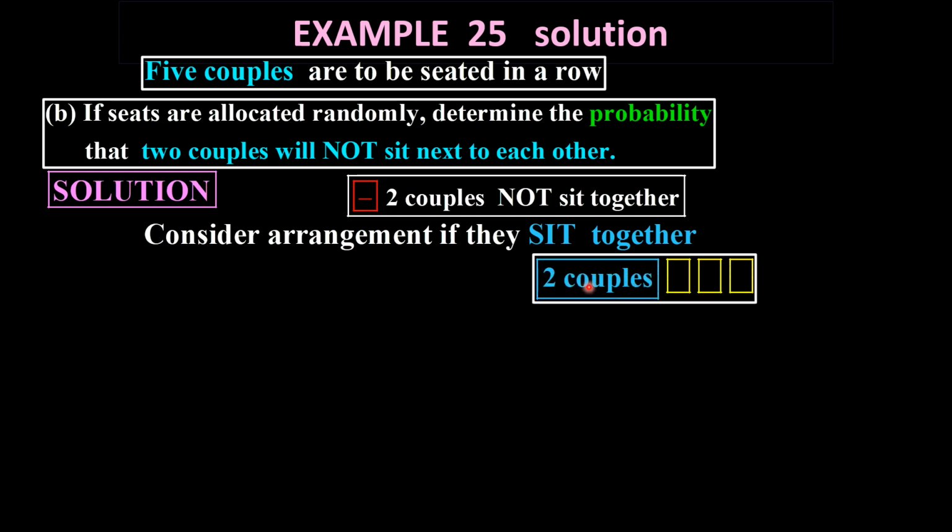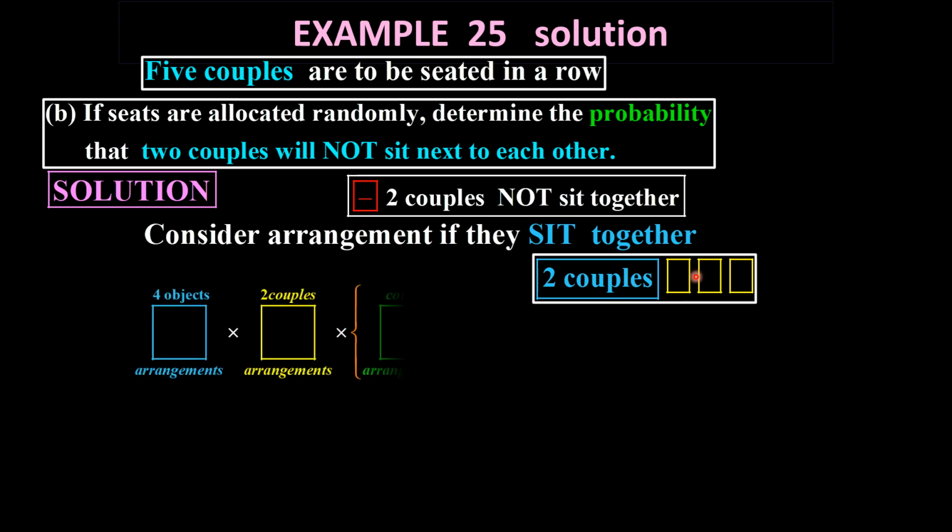So there's the 2 couples. How many people are there all together? 4. So if there's 2 couples, there's 3 more couples that need to be seated. So it's couple 1, couple 2, and couple 3, and this group of 4. So that's 4 objects that need to be arranged. So there's the 4 objects, and then these 2 couples can also be arranged, right? There are 4 people there.